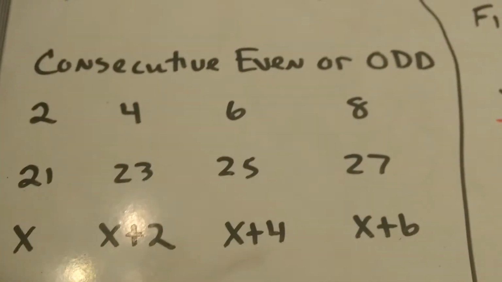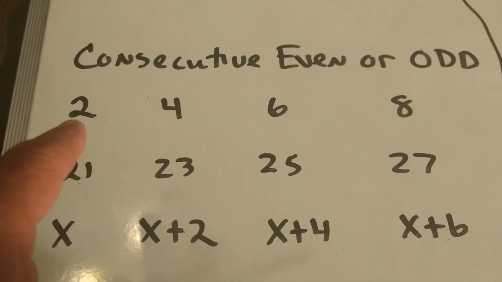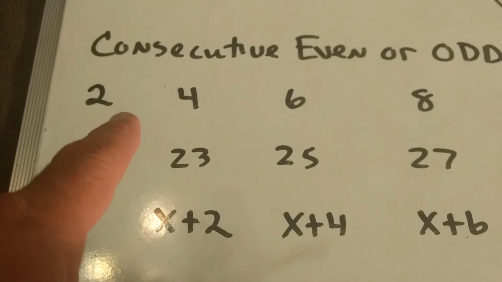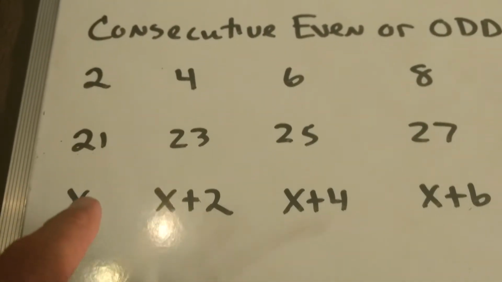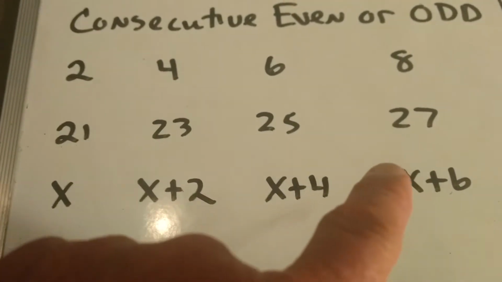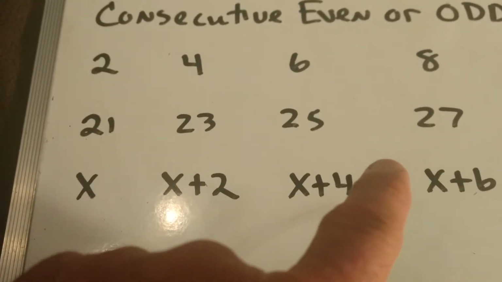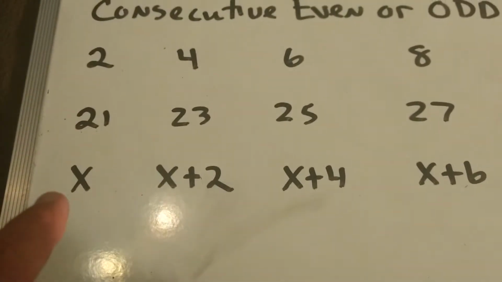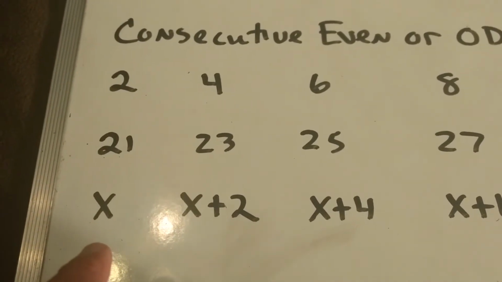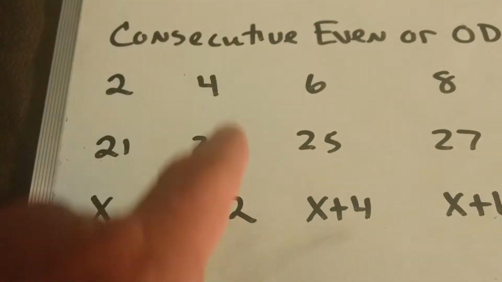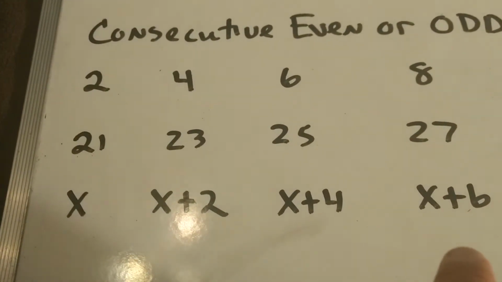Consecutive even and odd, you've got to be careful. Here are consecutive even integers, 2, 4, 6, 8. Notice there's a difference of 2 between each consecutive even. Look at 21, 23, 25, and 27. Again, there is a difference of 2 between them. So algebraically, the first consecutive even or odd integer is always represented with x. The second is represented by x plus 2, then x plus 4, x plus 6.